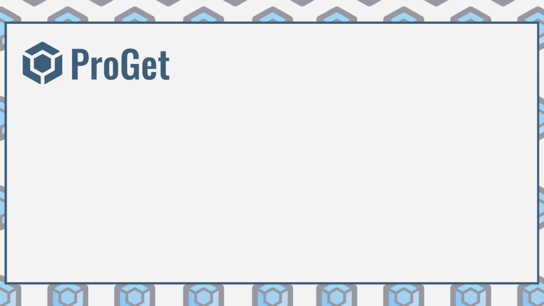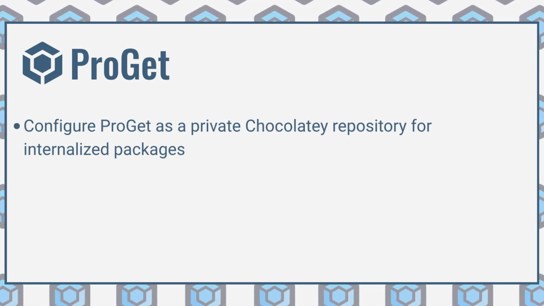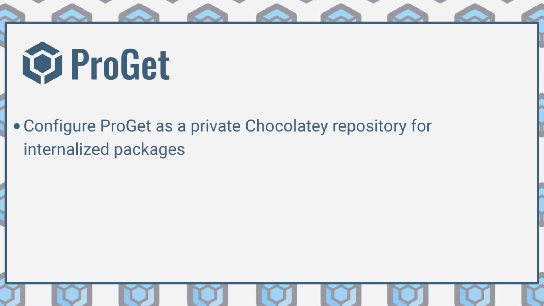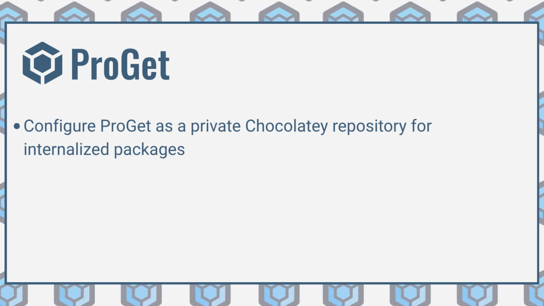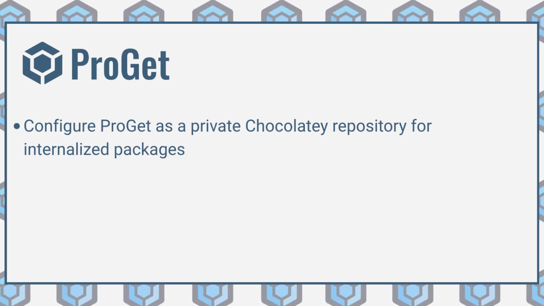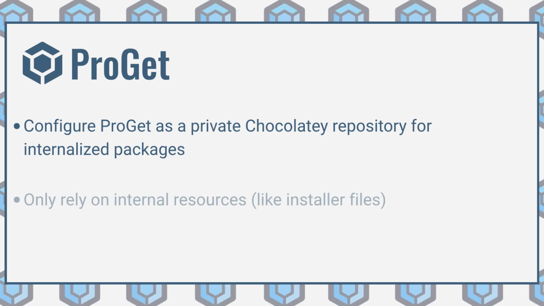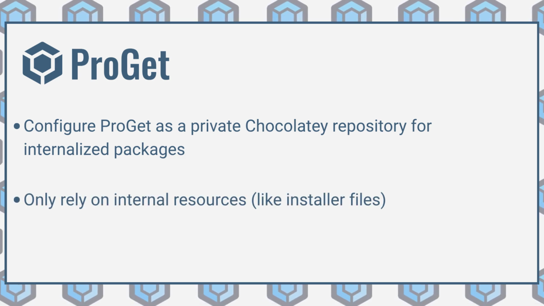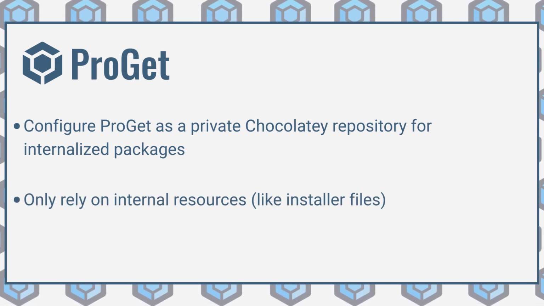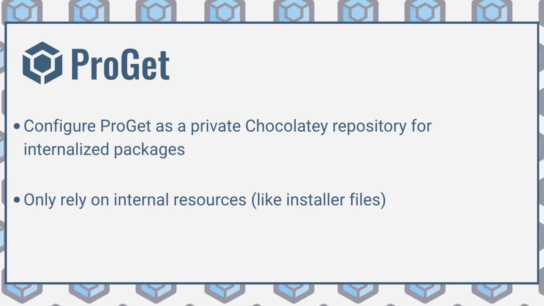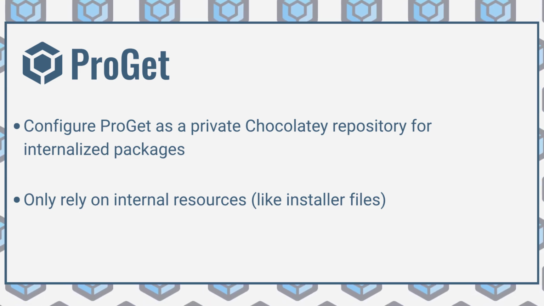ProGet can be configured as a private Chocolatey repository used to host internalized packages. In this video, we'll show how to set up a feed in ProGet to act as a private Chocolatey repository to host your internalized packages. These are different from privatized packages since they only rely on internal resources such as installer files, so you can install and use your Chocolatey apps in offline and air-gapped environments.